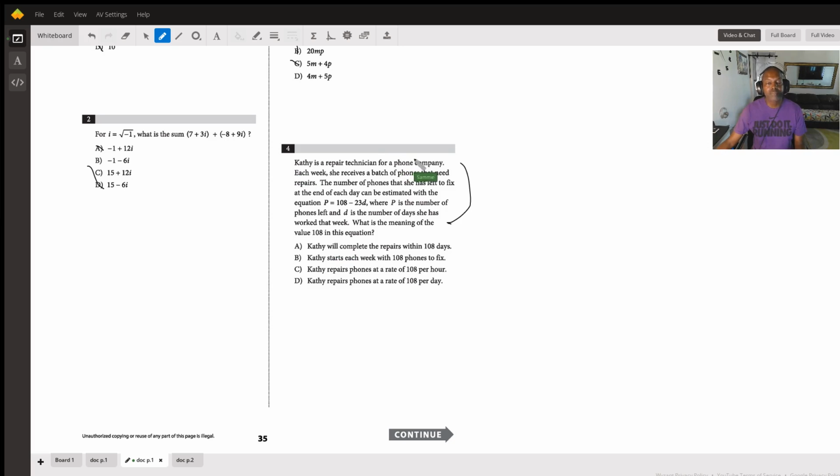Okay, Kathy is a repair technician for a phone company. Each week she receives a batch of phones that need repair. The number of phones that she has left to fix at the end of the day can be estimated with the equation here, where P is the number of phones left and D is the number of days. Okay, so I get it. If she works no days, then that D portion goes away. She has 108 phones. What is the meaning of that? So she starts with 108 phones.